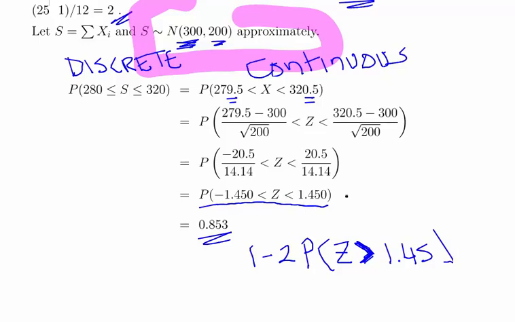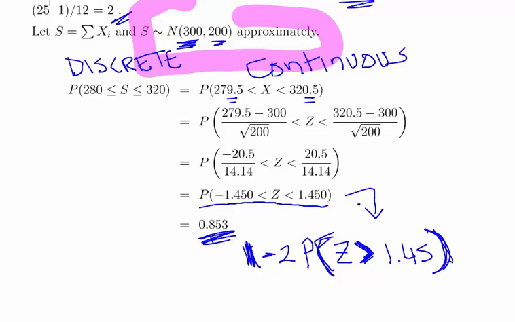Since it's a symmetric interval, you can re-express it as 1 minus 2 times the probability of z being greater than 1.45. That means you should get a number close to about 0.07 something. Overall, your answer should work out to be 0.853.